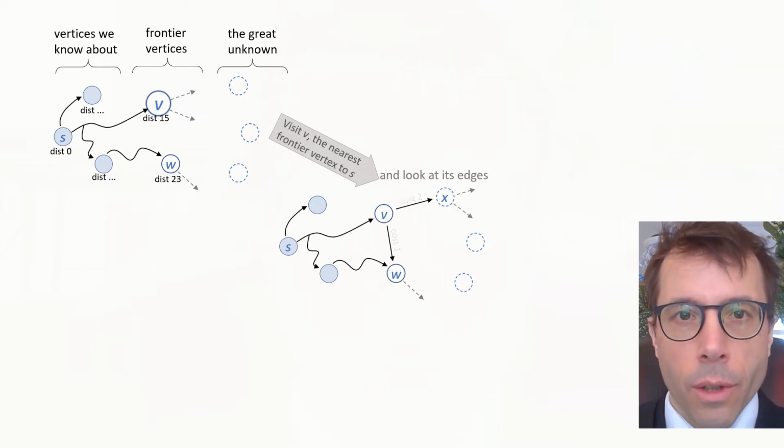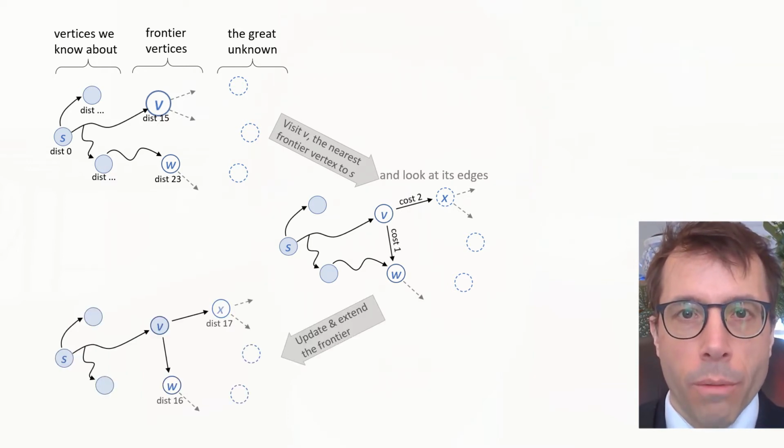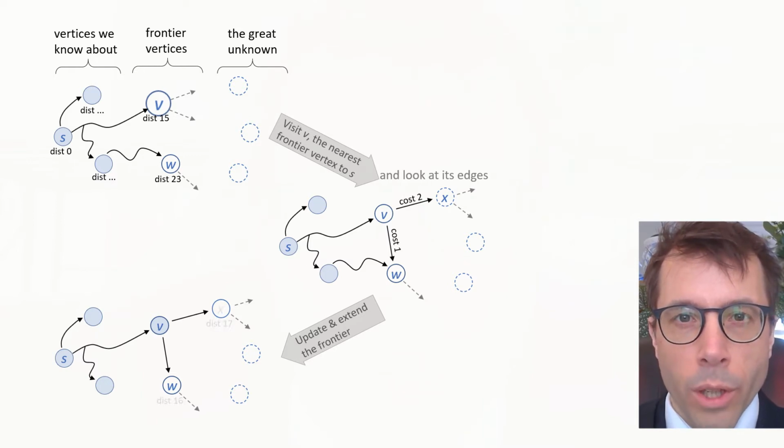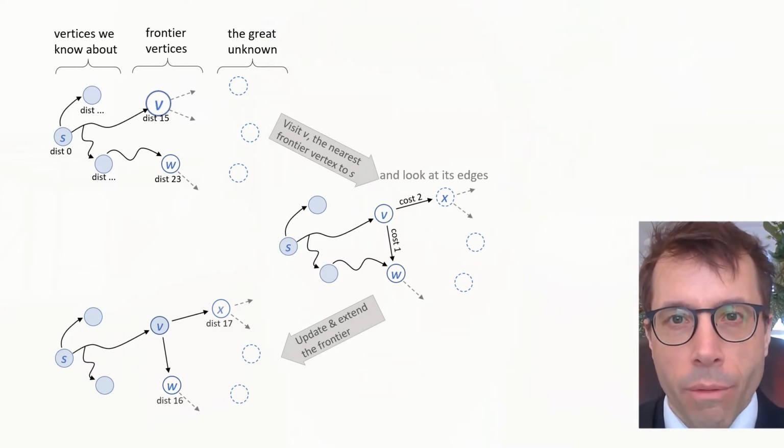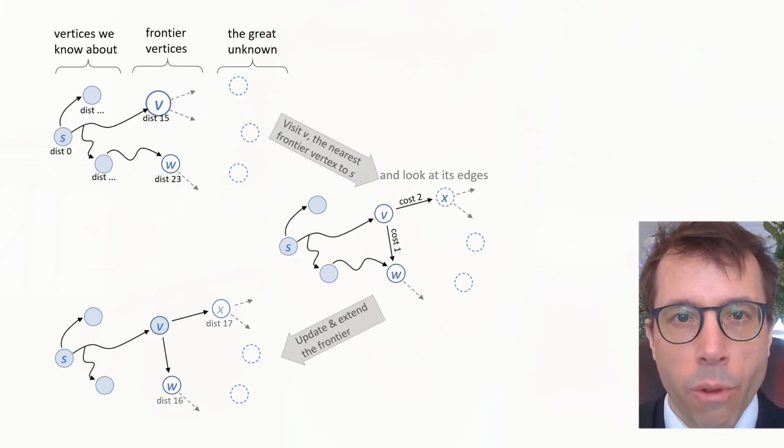In this case, it gives useful information on both fronts. Let's look at W first. Previously, the best path we had found from S to W had total cost 23, but now we know we can reach it in 16 by using the path via V and then taking this new edge from V to W.